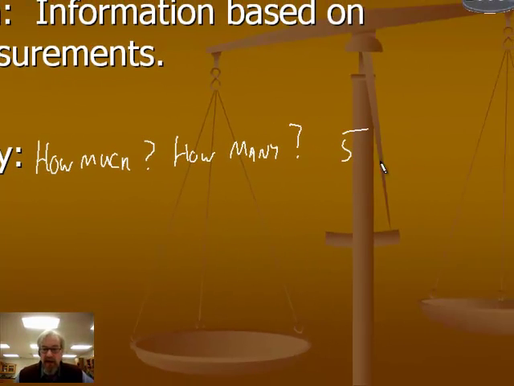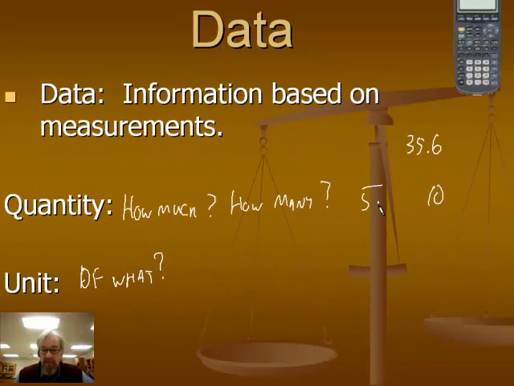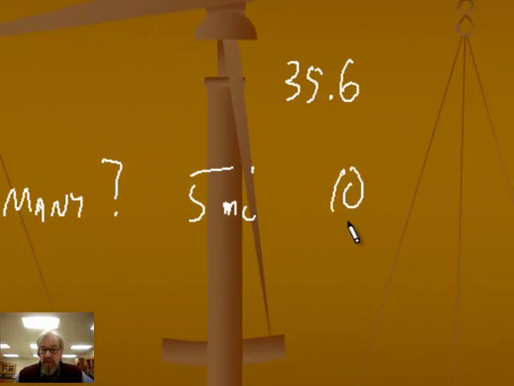So this is numbers like 5 or 10 or 35.6. Those are all quantities, but they don't really mean anything without a unit. And a unit completes the information by answering the question of what? How much or how many of what? So 5 miles tells you what that number means. 10 pounds tells you what that number means. 35.6 liters tells you something more information. It makes it not just a number, but a meaningful number that comes from real life. And that's the kind of information that we work with numerically in science.